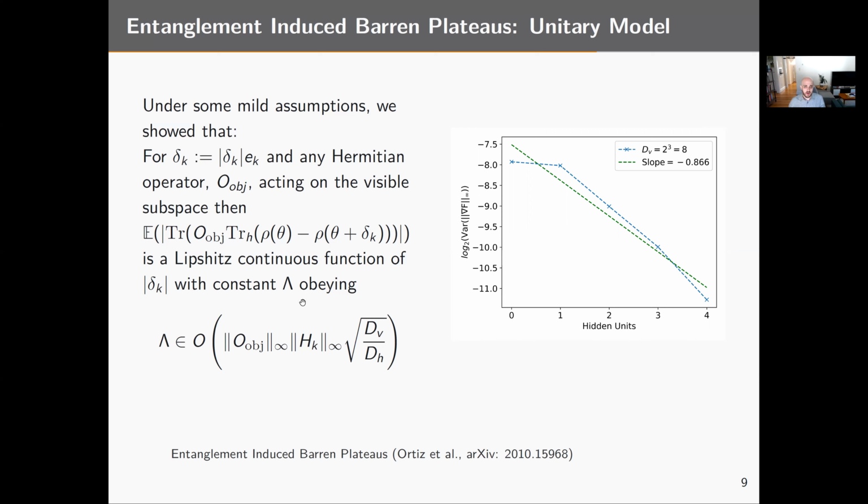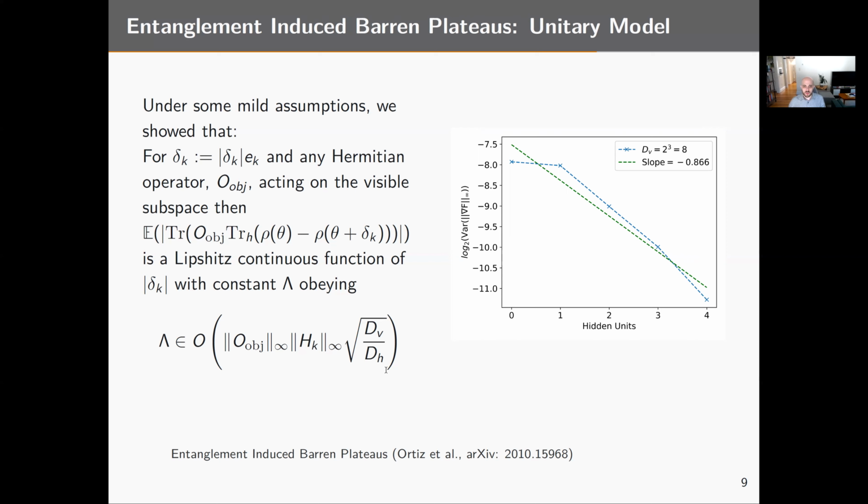The expected value of this quantity is a Lipschitz continuous function of the perturbation with a constant lambda here. And this constant scales like root dV over dH, which is similar to the result that we saw by Popescu et al., with some terms, in particular the infinity norm of the objective function times the infinity norm of the term that corresponds to the kth dimension.